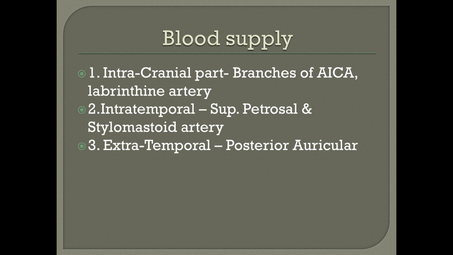And regarding the blood supply, it has different supplies for different parts. The first part, the intracranial part, has blood supply mainly from branches of the anterior inferior cerebellar artery as well as the labyrinthine artery. The labyrinthine artery, as we know, is an end artery, and if there is any occlusion of it, it can lead to vascular necrosis of that part of the facial nerve. The second part, intratemporal, receives blood supply from the superior petrosal and stylomastoid arteries, and the last part, extratemporal, receives branches from the posterior auricular artery.